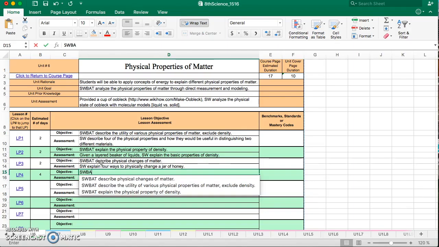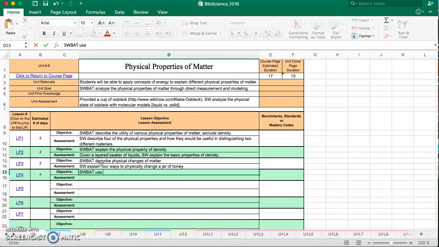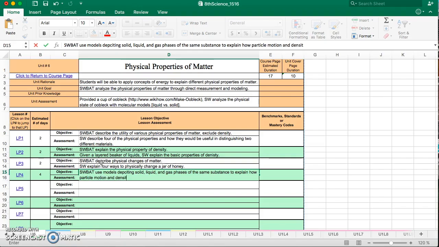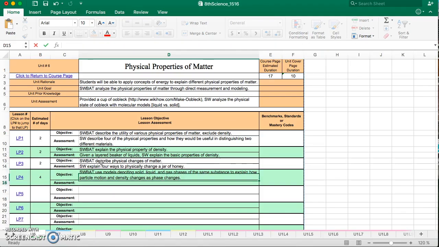So in this one, we're going to say student will be able to use models depicting solid, liquid, and gas phases of the same substance to explain how particle motion and density changes as phase changes. So we've got a lot going on here.